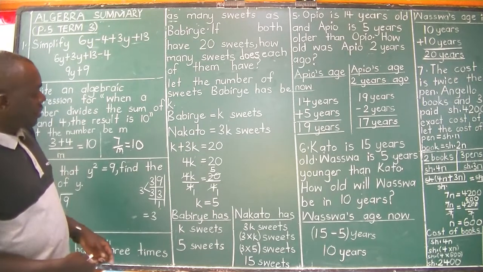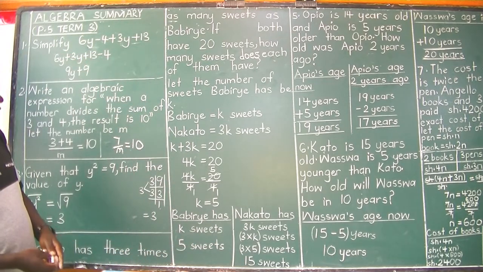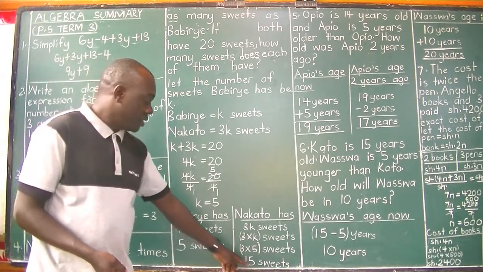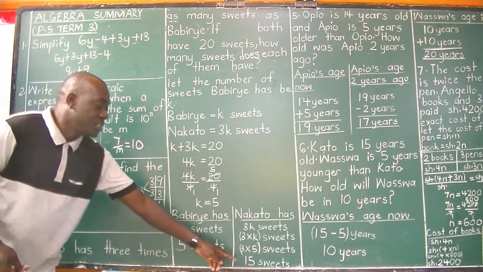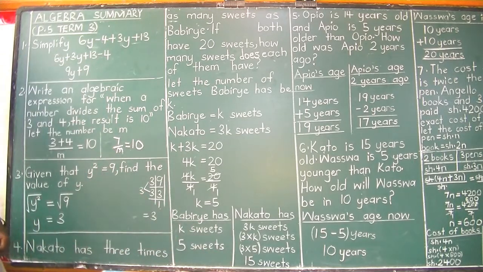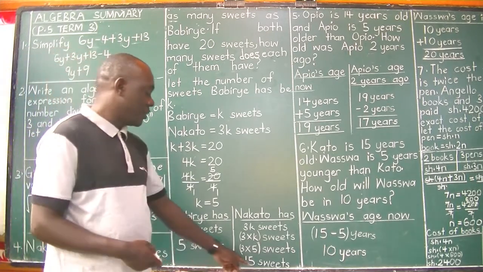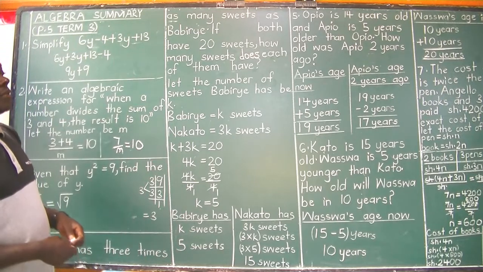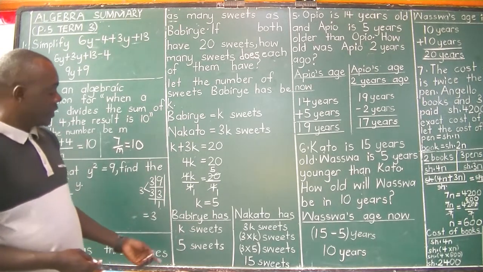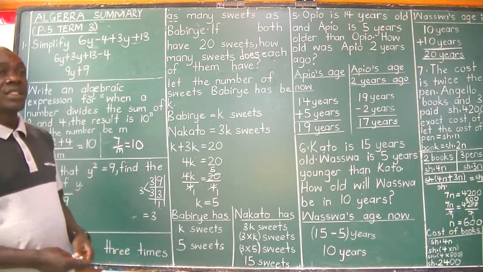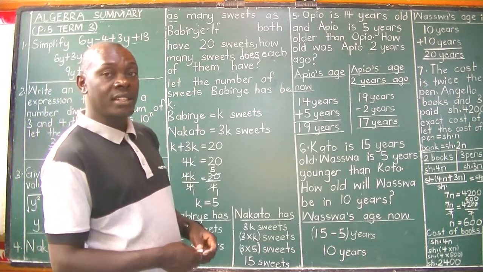So you can check and see whether 5 and 15 when added get 20, indeed you get 20, and still this 15 is 3 times 5. So Nakatu has 3 times as many sweets as Babylon, because Babylon has got 5, and 3 times 5 you get 15. So Nakatu has got 15 sweets, and in total still is 20. So both of them have a total of 20. That is a proof to show that all is well, because it has ended well.